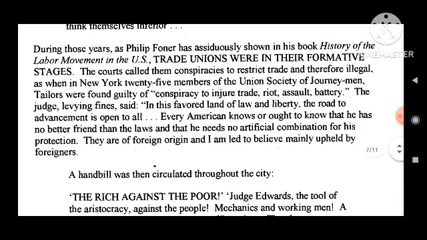The courts called them conspiracies to resist trade and therefore illegal, as when in New York 25 members of the Union Society of Journeymen Tailors were found guilty of conspiracy to injure trade, riot, assault, battery. The judge levying fines said, "In this favored land of law and liberty, the road to advancement is open to all. Every American knows or ought to know that he has no better friend than the laws and that he needs no artificial combination for his protection."